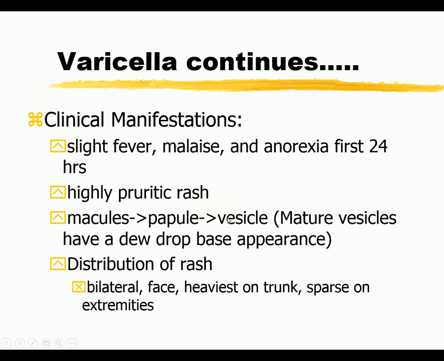Clinical manifestations with varicella: you can have a slight fever, an anorexia-like state for about 24 hours, and it is highly pruritic. In other words, itch. Remember, you have macules to papules to vesicles, and sometimes this can occur so rapidly that you only end up seeing the vesicle because it matures so quickly. But it does have that dewdrop base appearance. Usually it's bilateral, remember, heavy on the trunk and sparse on the extremities. Very, very, very need to know information, okay?